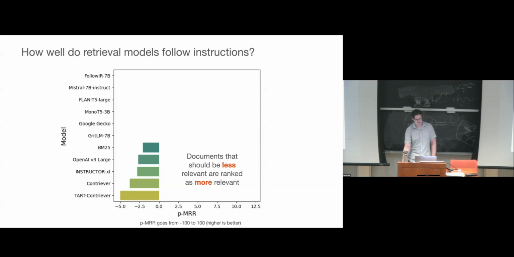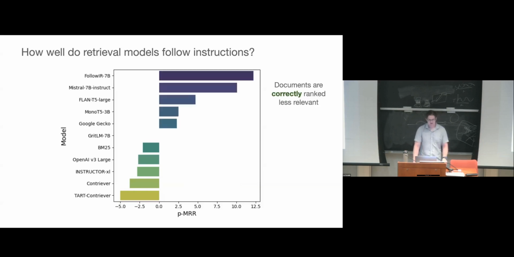Notice this includes things like Instructor XL, which is supposed to be able to handle instructions, OpenAI's embedding model, BM25, and so on. On the top, there are some retrieval models that do correctly follow the instructions. But these are all large cross-encoder models that are basically just language models, except for this Google Gecko bi-encoder, which has a small positive performance. Overall, they're really not following these instructions, especially the bi-encoders here in the bottom left. And these are very expensive bi-encoders. A lot of compute and effort went into them.